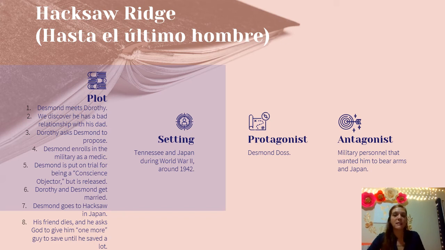The protagonist is obviously Desmond Doss, and the antagonist, he kind of had two. In this movie, there was the military personnel that wanted him to bear arms. Remember, there were the military guys that wanted him to carry a gun, and he refused to touch one. And then Japan was his antagonist.